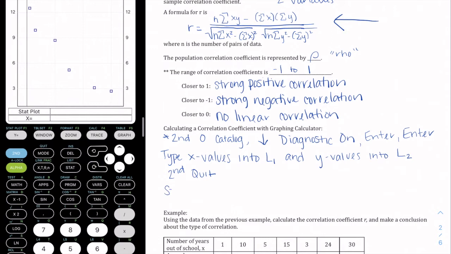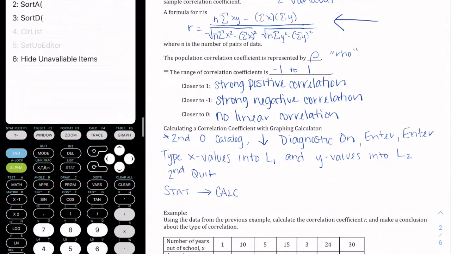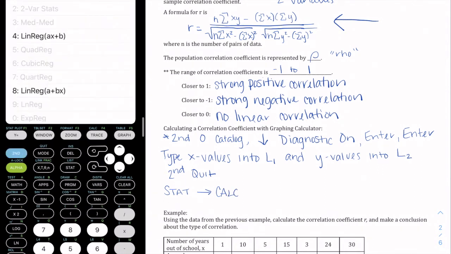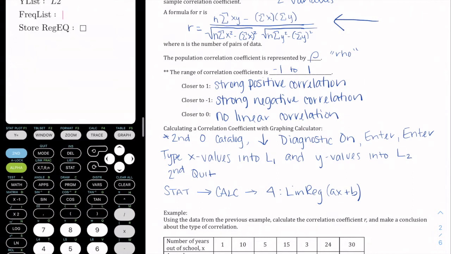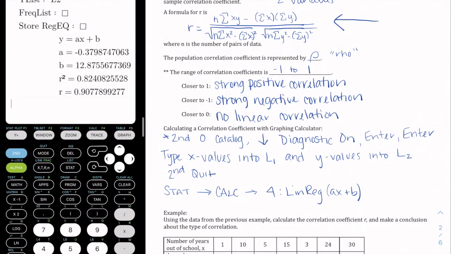Then you're going to go to Stat, go over to Calc, and then we're going to use number 4, LinReg ax plus b. With this, make sure you have L1 and L2. Something that we'll come back to, the store RegEQ, in a little bit. But then go ahead and just hit enter.